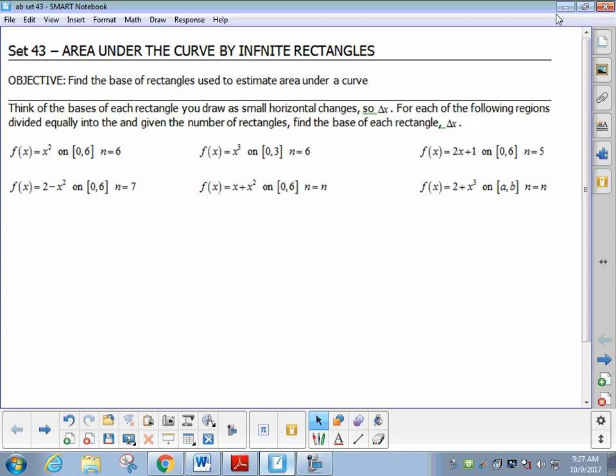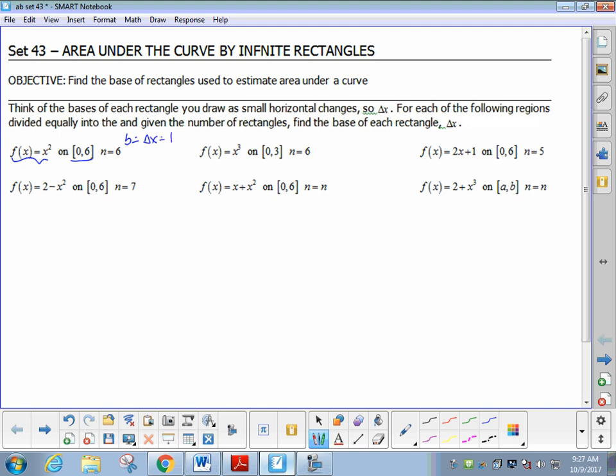Let's go with the easy part here. First, the easy part is the base. When you divide the region into some number of chunks, it's a horizontal division, so you're getting bases. Now, those bases are horizontal. Rather than call them B now, I'm going to call them delta X, okay? So, say you have the region under the X squared graph, which doesn't really matter for this part, and you wanted to divide the region from 0 to 6 in 6 chunks. What would the base of each be? The base, which is delta X, is 1.